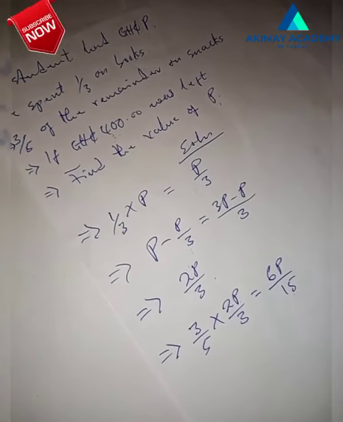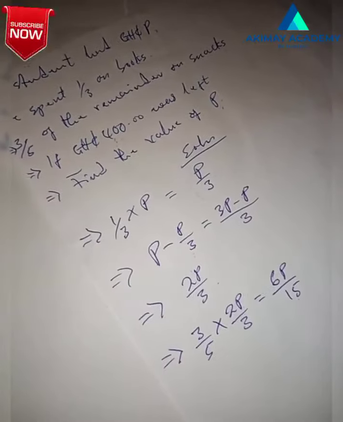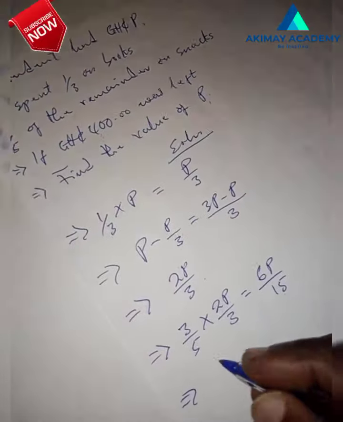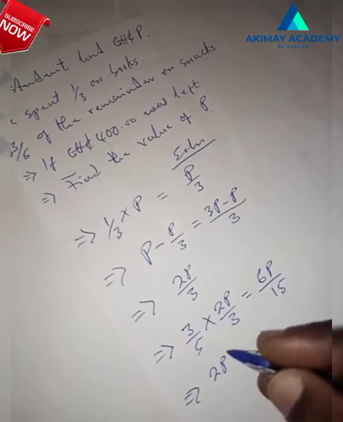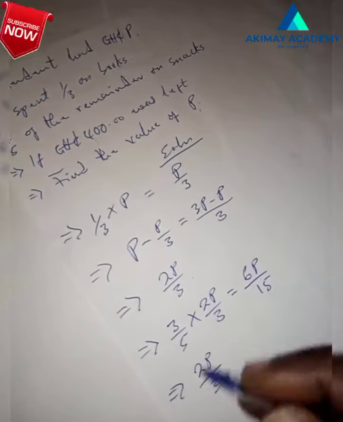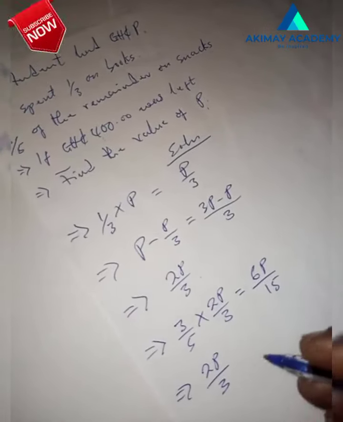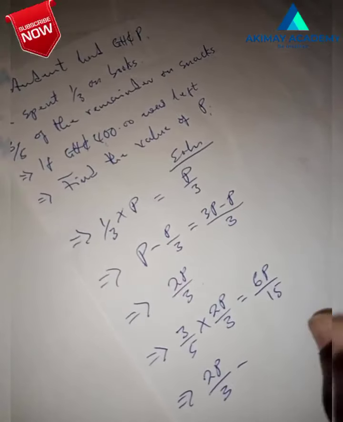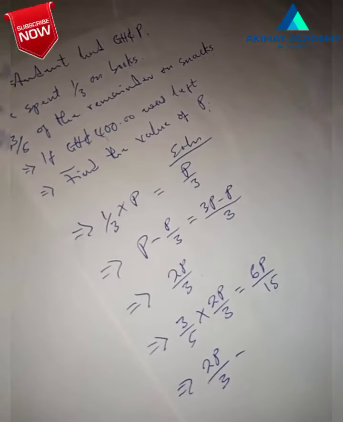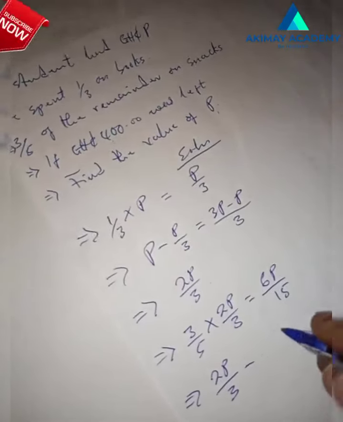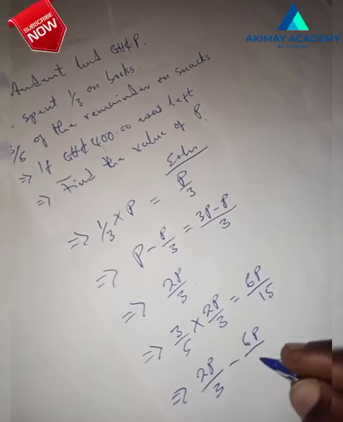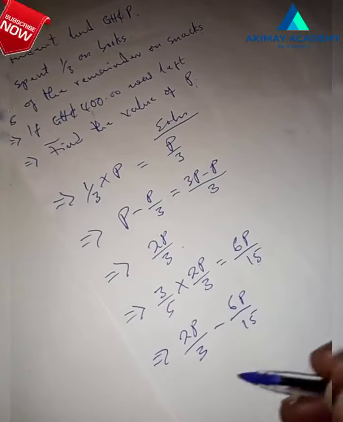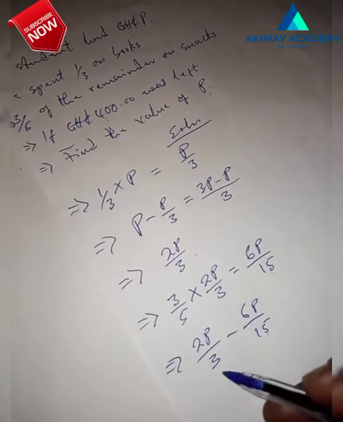Now we have to find the remaining fraction. So we have 2P out of 3, which was the actual money left, minus the fraction of the money the student spent on snacks, which is 6P out of 15. You have to do the subtraction over here. Here you can have your LCM, which is 15. So 3 will enter into 15.